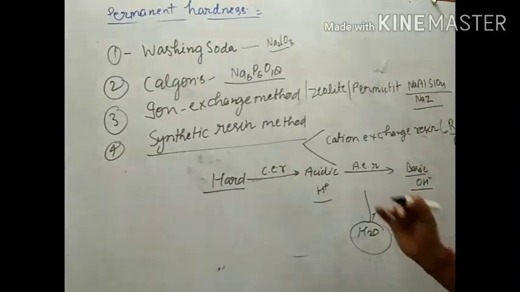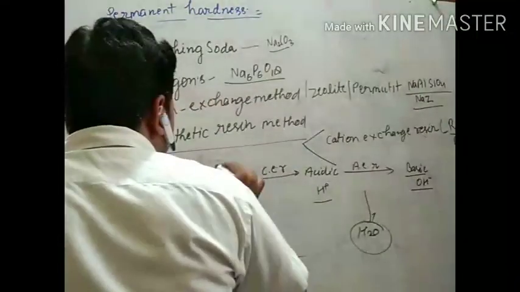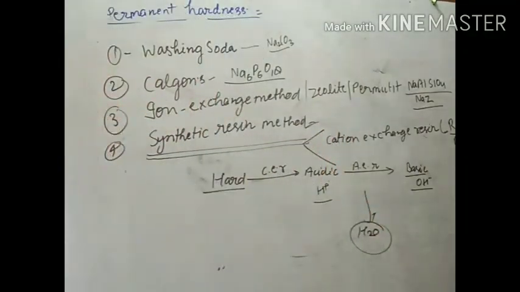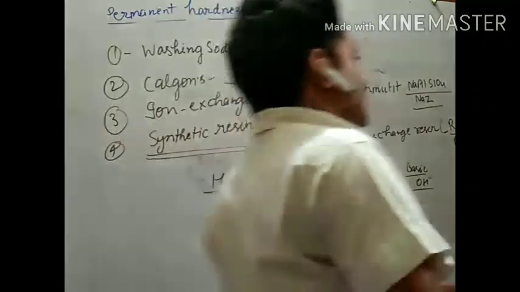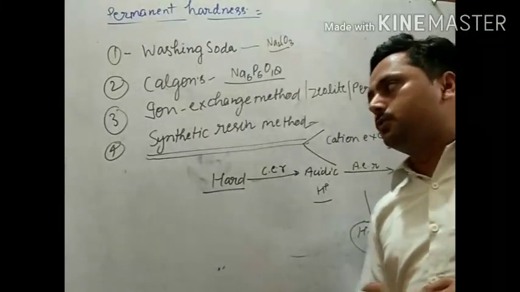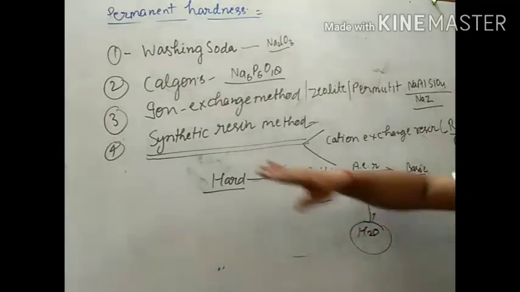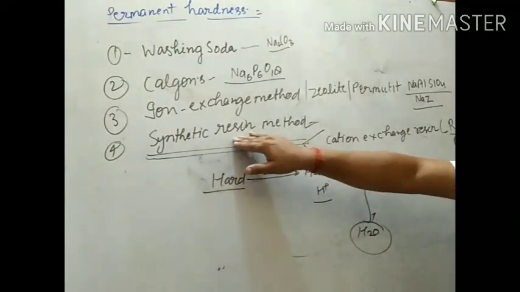So we say pure demineralized water. So if we are asked which method is used to get pure demineralized water, your answer will be the synthetic resin method.